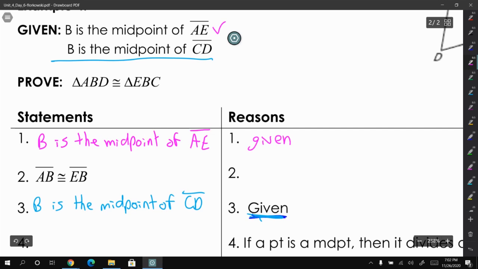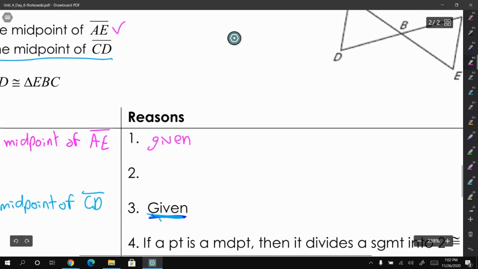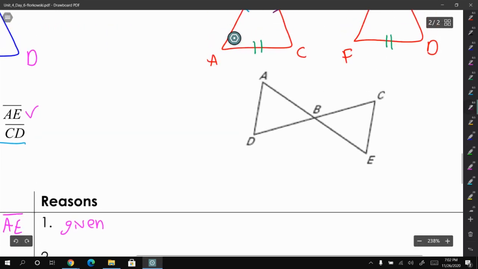So now what I'm going to do is go to my picture and mark this stuff up. So if B is the midpoint of AE, this whole segment, that means AB has to be congruent to EB because that's what a midpoint does. It cuts something in half. And we're also told that B is the midpoint of CD. So this whole segment, B is also the midpoint of that. So that means DB is congruent to CB.